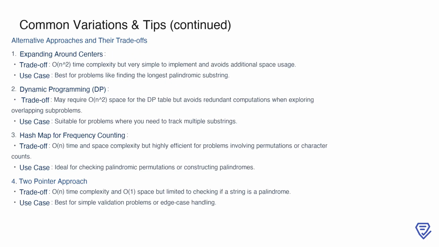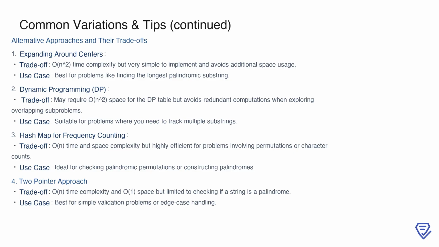There are several alternative approaches to solving palindrome-related problems, each with its own trade-offs. Expanding around centers is one such method. While its time complexity is O(n²), it's simple to implement and avoids additional space usage, making it highly effective for finding the longest palindromic substring. Dynamic programming is another viable option, particularly when tracking multiple substrings. Although it requires O(n²) space for the DP table, it eliminates redundant computations, making it efficient for certain use cases.